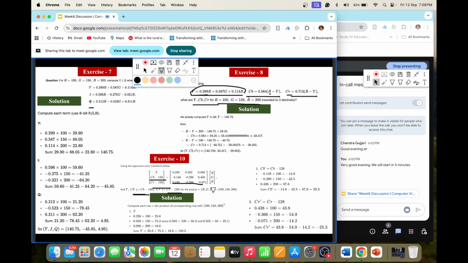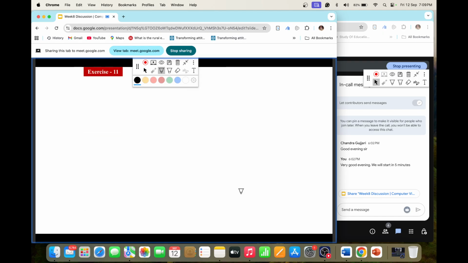Okay, and RGB is also given, that is 100, 150, and 200. So these are questions regarding all your models, and we are left with this HSV.